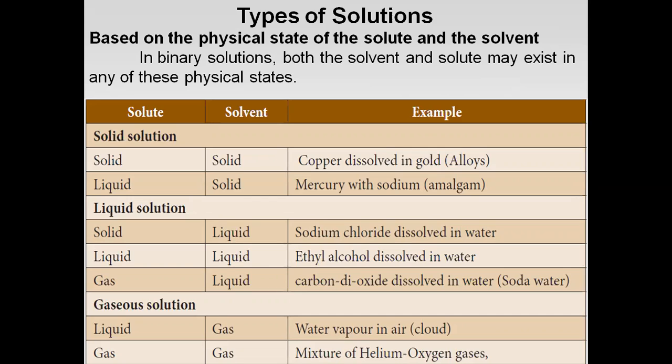Because the solid is a major part of the solution. So the mercury with sodium is called amalgam. We already learned about it in the last unit, unit 8, periodic classification of elements.